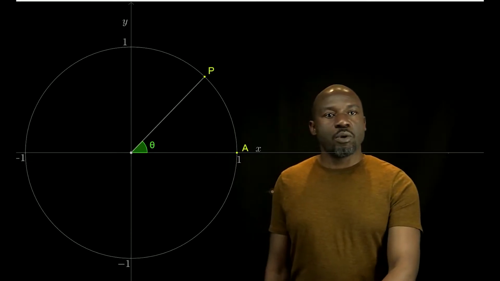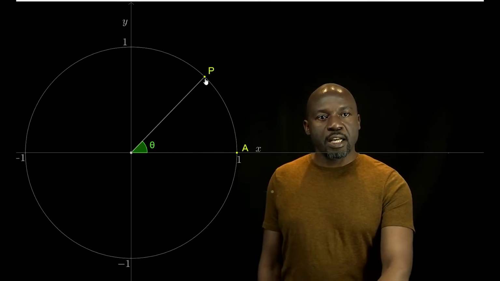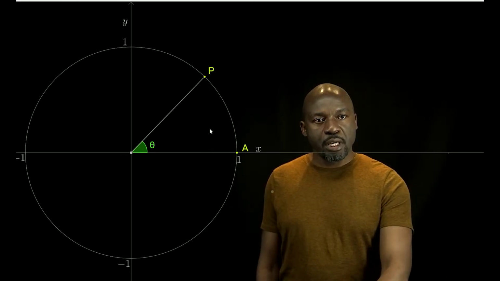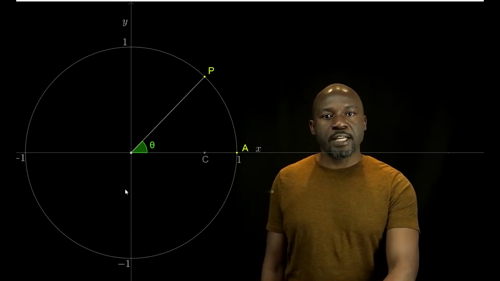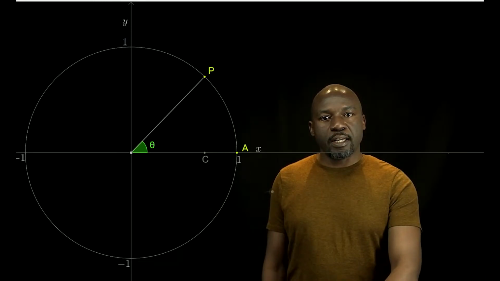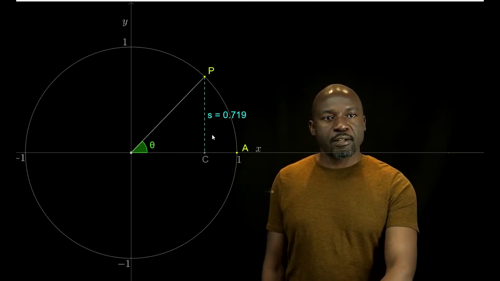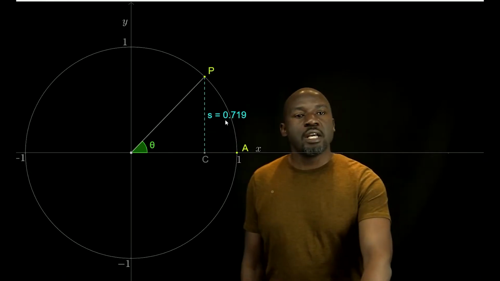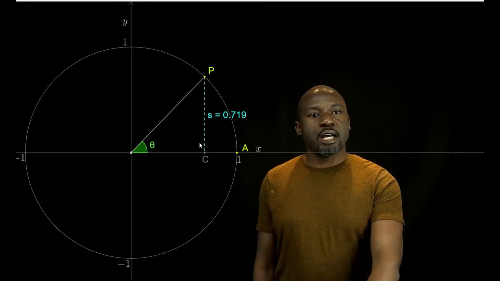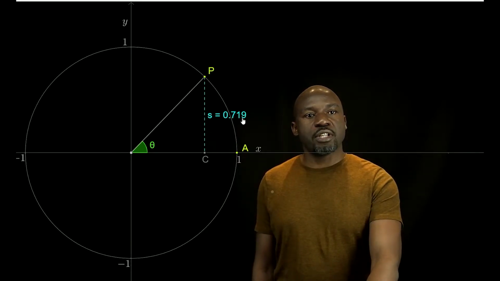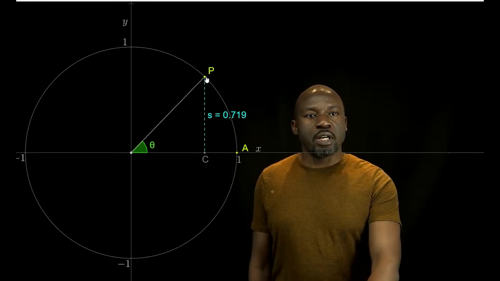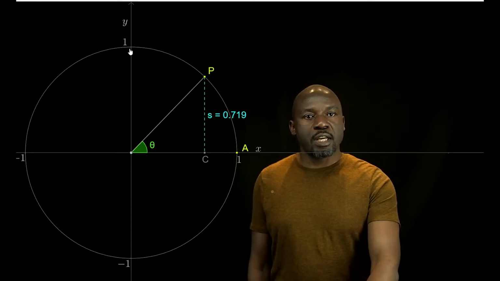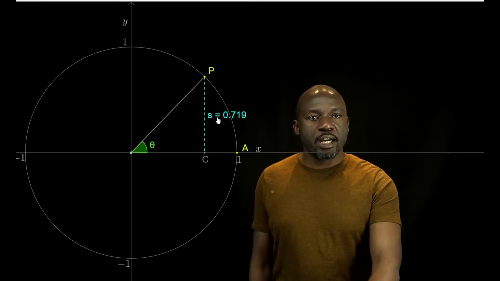So first we will introduce a vertical line from point P to cross the x-axis so that it crosses the x-axis at point C. Let that line be line S, and as you can see now, the length or the height of S is 0.719. As point P moves, the height of S is going to change.